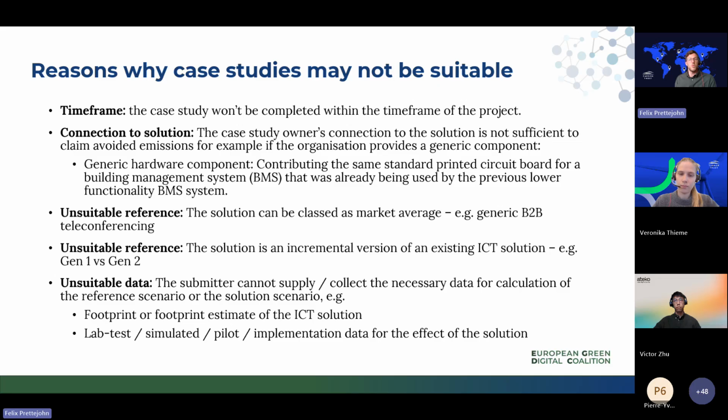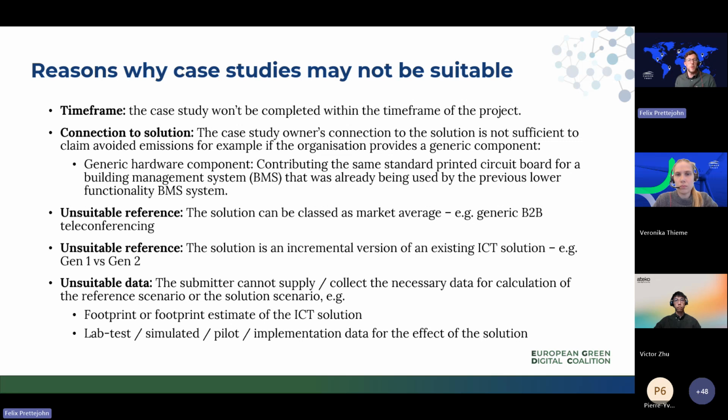Thirdly, would be an unsuitable reference scenario. In these cases, we'll probably ask you to revise it and see if there's a different reference scenario that can be looked at. But the reference scenario you've been given could be market average. So it could be a generic B2B teleconferencing like we're using now, which is considered a market average solution, and it wouldn't be relevant to say that travel was the alternate for today's meeting.